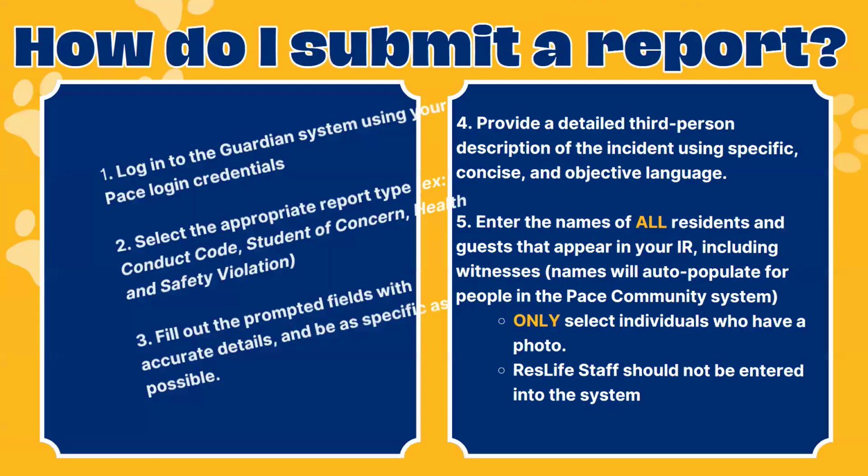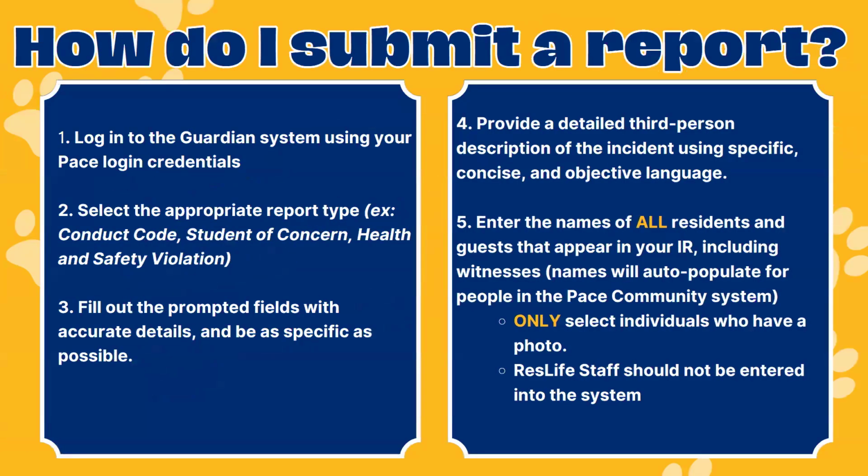Now, let's discuss how to submit a report using the Guardian system. First, you'll need to log in with your PACE credentials. This ensures that your report is secure and properly tracked. Next, select the appropriate report type. This could be anything from a conduct code issue to a health and safety violation. Choose wisely, as it helps direct your report to the right department for quick action.